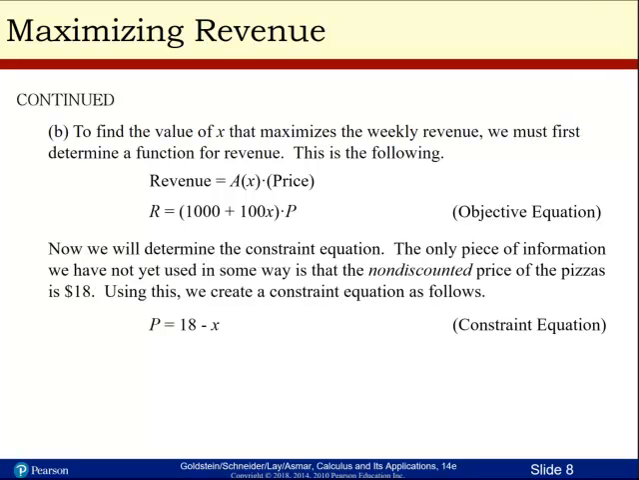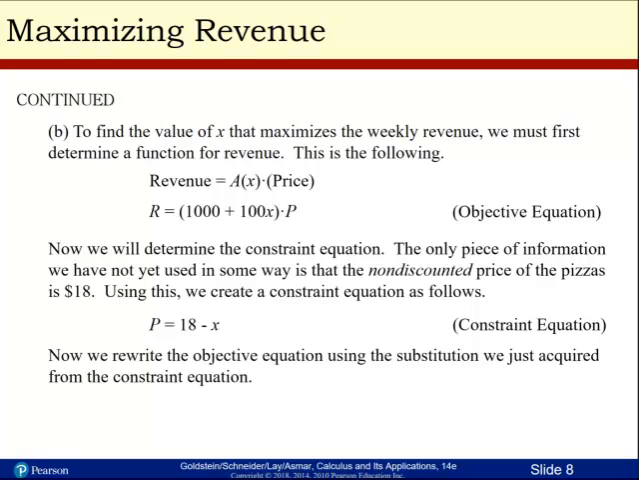So now we're going to determine the constraint equation. The only piece of information we've not yet used in some way is that the non-discounted price of pizzas is $18. Using this, we create a constraint equation as follows. Price equals 18 minus x.